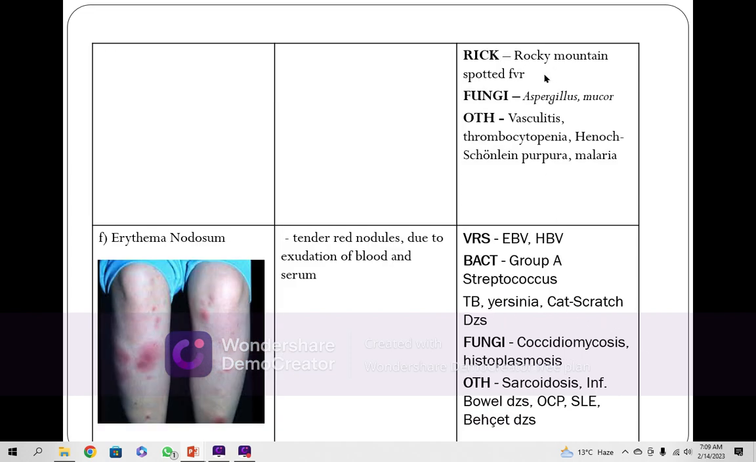Rickettsia, Rocky Mountain spotted fever, for example, fungi like Aspergillus, mucormycosis, and autoimmune diseases like vasculitis, thrombocytopenias, Henoch-Schönlein purpura, malaria, petechial type of rashes. Erythema nodosum. Now, it is a tender, remember this is tender, red nodules due to the exudation of the blood and the serum.